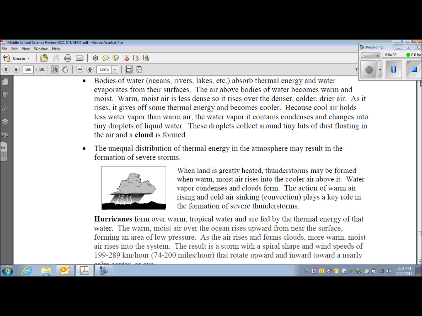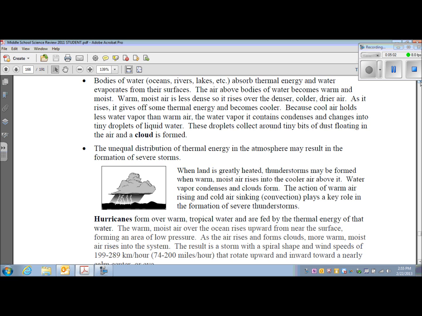Bodies of water, such as oceans, rivers, lakes, etc., absorb thermal energy and water evaporates from their surfaces. The air above bodies of water becomes warm and moist. Warm, moist air is less dense, so it rises over the dense, cooler, drier air. As it rises, it gives off some thermal energy and becomes cooler.